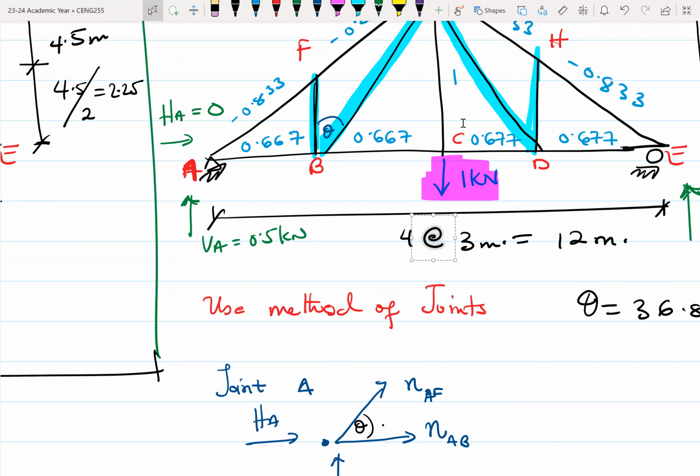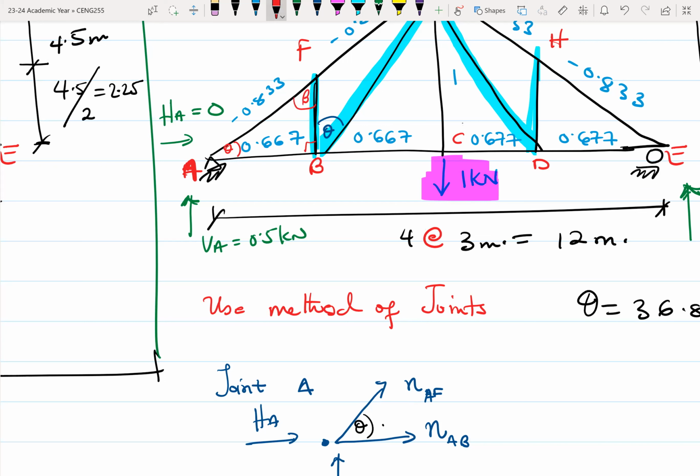So the angle between F and B will be the sine inverse of 2.25 over 3. It's difficult to get your question because I don't know exactly which angle you are talking about. So you mean this is my theta. If this is theta, this angle is 90, this angle is beta.